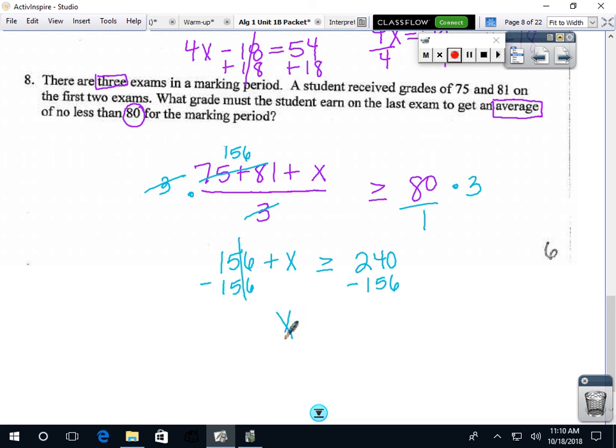And so X needs to be, that's the third score, needs to be greater than or equal to what? I think it's 84. Okay, so the third score on the third exam that you take, you must make greater than or equal to 84 for your average to be no less than 80. Does that make sense?